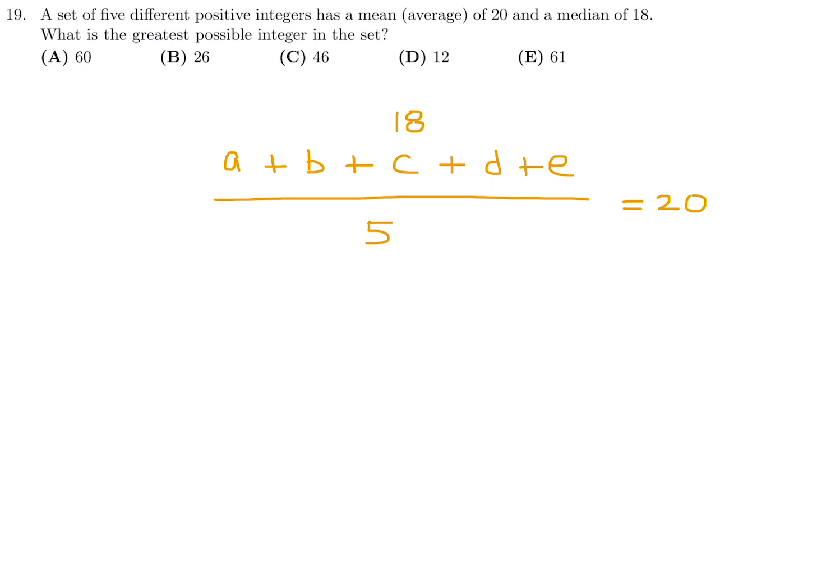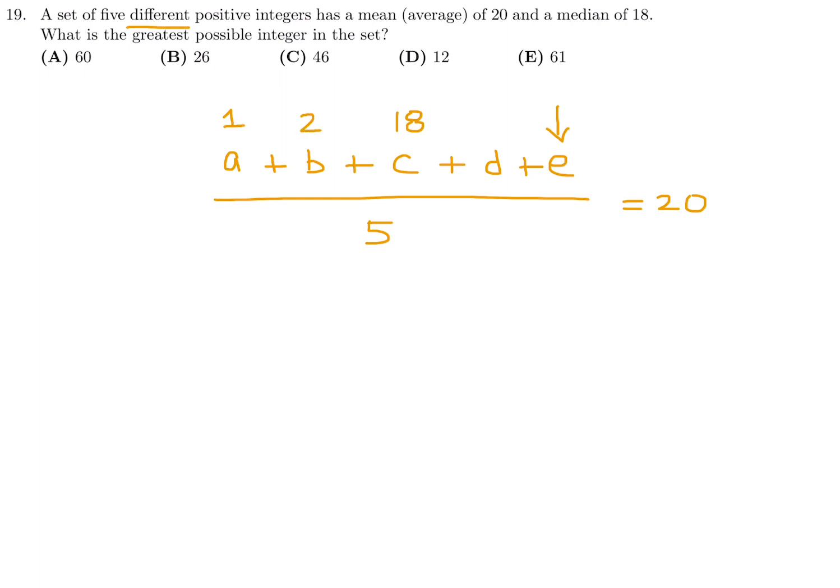Now they want the greatest possible integer, so they want me to maximize E. So if I want to maximize E, I have to minimize the other numbers. Well, C is already fixed at 18, so there's nothing I can do about that. But I can minimize all the other ones. Well, they're all positive integers, so the smallest value I can possibly give A is 1. Now B, you're tempted to put 1 there, right? But here's the thing. They're 5 different integers, so I can't put 1. But I can put 2. That's the smallest next number.